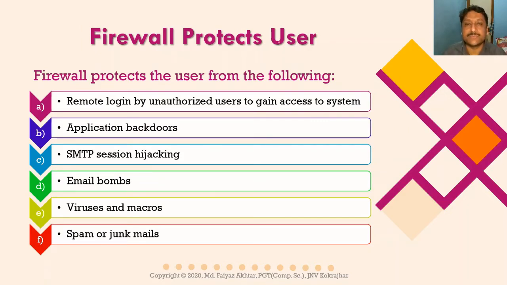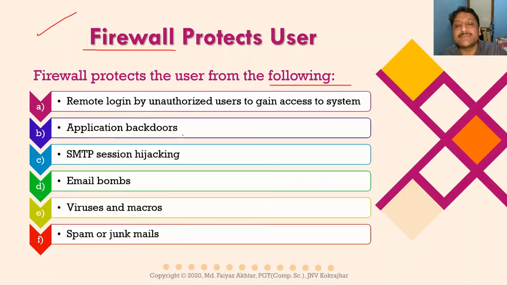Next, firewall protects the user. Firewall protects the user from the following. What protection does the firewall do for us? See, remote login by an unauthorized user to gain access to the system. A person can access our system remotely, from far countries or far places. Anyone can access our computer if a firewall is not there. Remote login by an unauthorized user to gain access to the system.